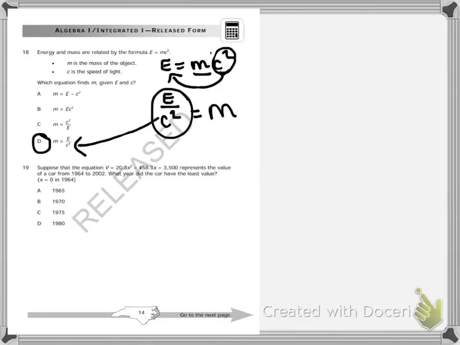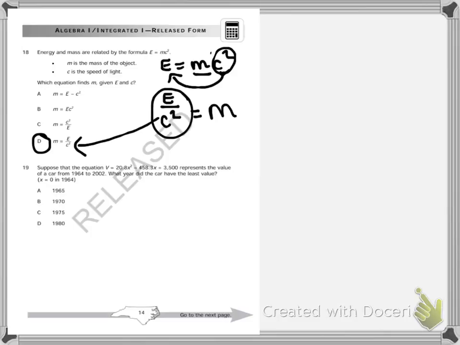Now let's move over to 19. Suppose that the equation v equals 20.8x squared minus 458.3x plus 3500 represents the value of a car from 1964 to 2002. What year did the car have the least value?